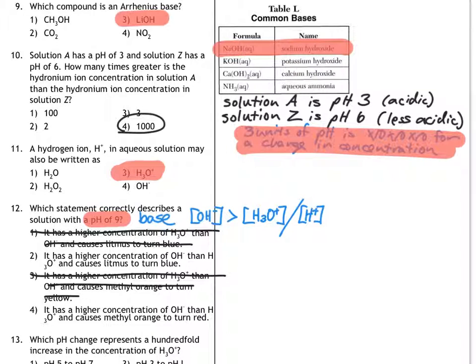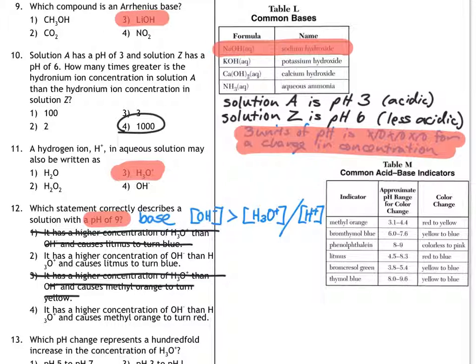And then in number 4, it says that it would cause methyl orange to turn red. Let's check Table M. As you can see, methyl orange doesn't turn red until it gets below the 3.1 endpoint, so only from 0 to 3.1, which is far, far below 9. So it's not going to be 4. And that does also tell us that the answer must be 2.